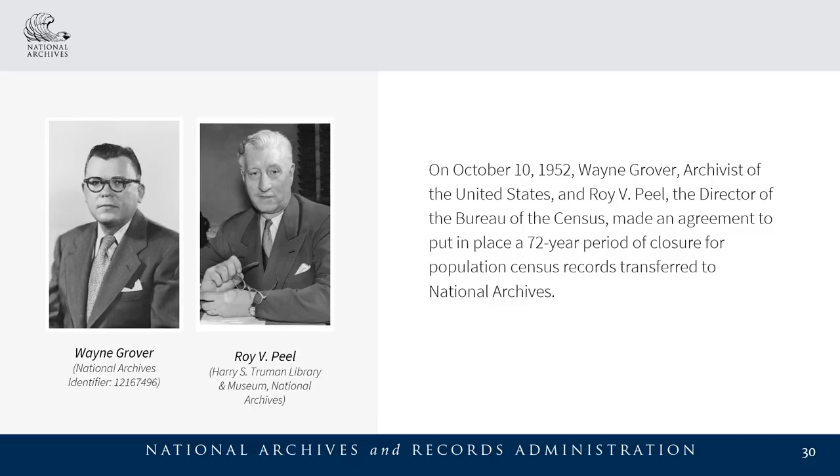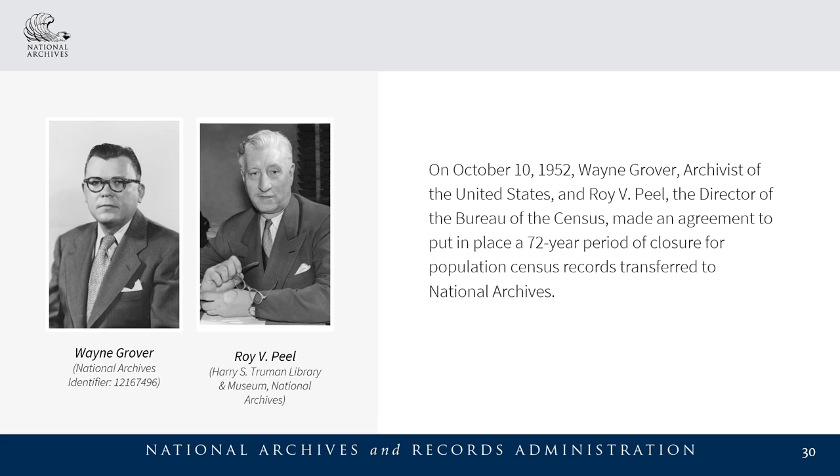Because the Federal Records Act took precedence over earlier laws, the National Archives was authorized to open census records when they became 50 years old. In recognition that census records may require a longer restriction period, on October 10th, 1952, Roy Peel, the director of the Bureau of the Census, and Archivist Wayne Grover made an agreement to put in place a 72-year period of closure for population census records transferred to the National Archives.